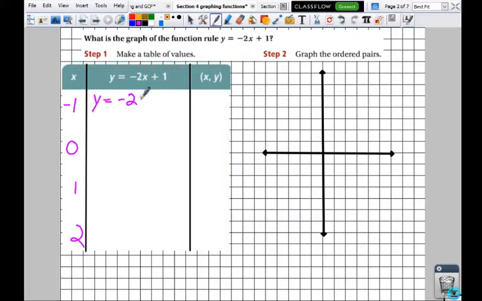Hush, pay attention. I'm going to plug in negative 1, and then I have this plus 1 to it. And I'm just going to solve negative 2 times negative 1 plus 1 to figure out what my y is. So negative 2 times negative 1 is positive 2. Positive 2 plus 1 is 3. After I'm done with my table, I'm going to graph these points. So I'm going to graph negative 1, 3.